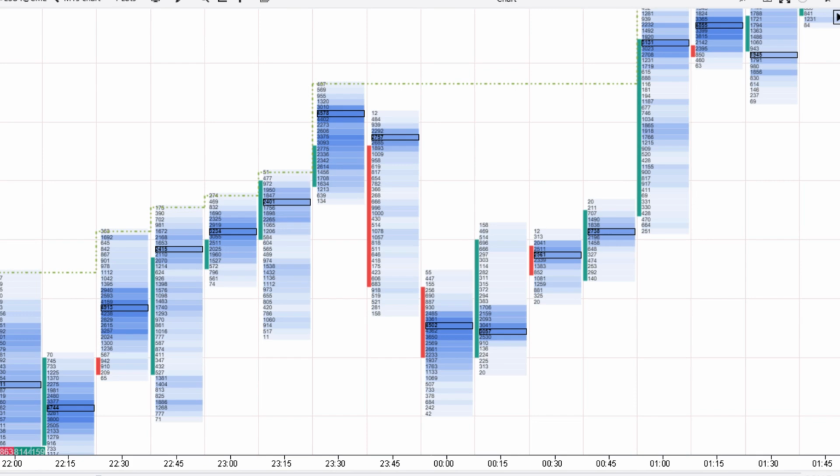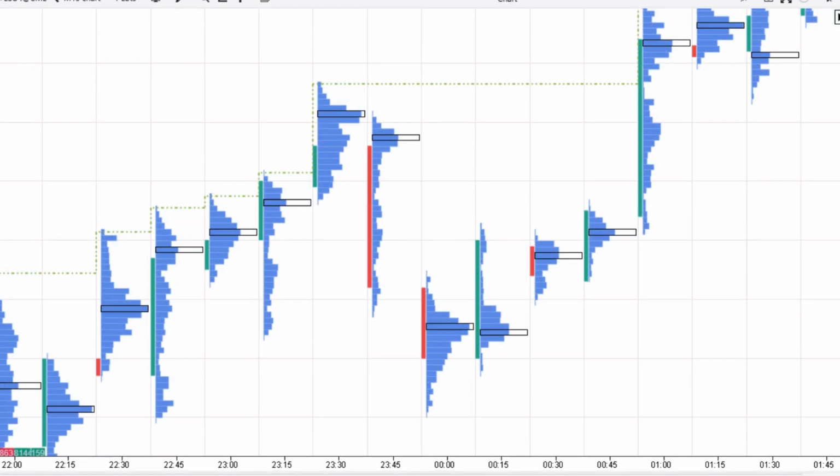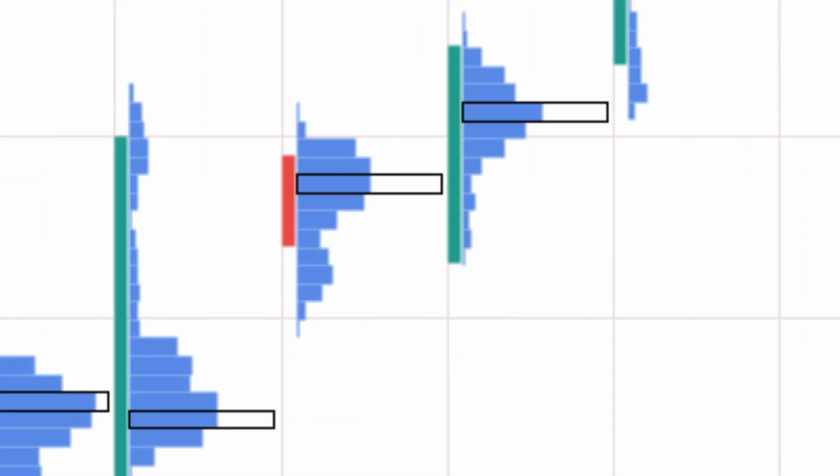Another way to view the volume footprint is like this, a profile. It's the same information as before, just displayed in a different way. So now, we don't just see volume as blocks of colors, but we see it displayed as a profile made up of nodes. A node is a basic unit of data, so in this case, we are viewing the volume at each price level. Therefore, each of these is a node.